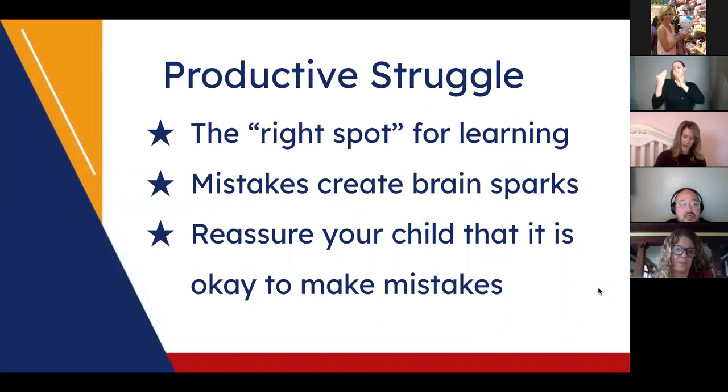One of the ways we can help children develop grit is by supporting what's called productive struggle. When a child engages in productive struggle, you can think of it as the right spot for learning. It falls right in between understanding and needing some support. When your child is at this point, instead of telling them how to do something, we want to encourage them to work through the challenge. As Jo Boaler, a professor of education at Stanford, says, mistakes create brain sparks.